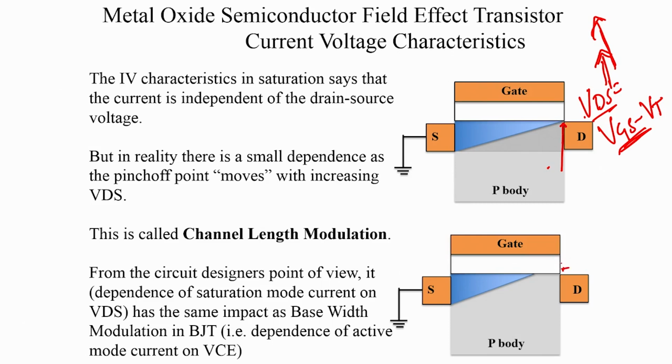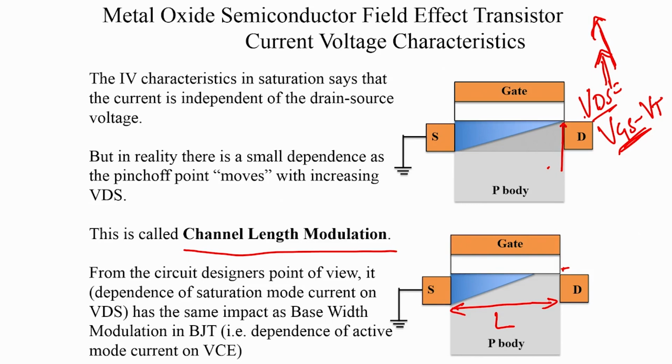influence the current voltage characteristics is something called channel length modulation, which means that the effective channel length, the behavior of the channel, is being modulated by the VDS, even though the device is in saturation. Now, this is a very important phenomenon because it directly impacts your circuit design, particularly if you want to build amplifiers. Channel length modulation plays an important role in determining the gain, etc.